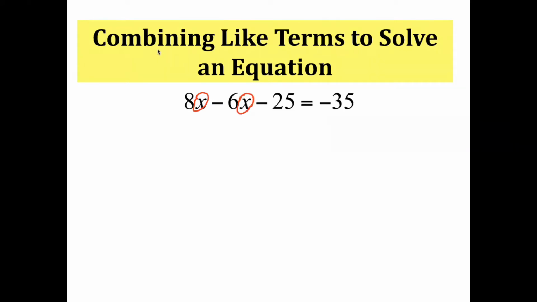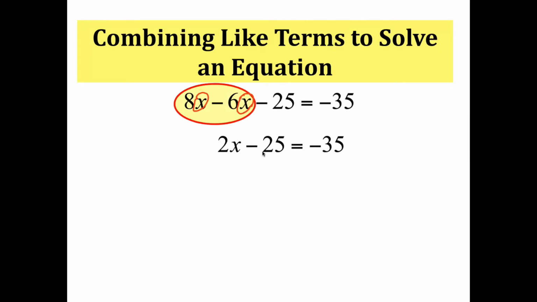So in this case, we can see here that both 8x and negative 6x have an x variable. However, the minus 25 does not have a variable, and neither does the negative 35. So that gives us the indication that you can actually combine 8x minus 6x to simplify into 2x minus 25, and then set that equal to negative 35. And now you can see that it looks like a standard two-step equation.